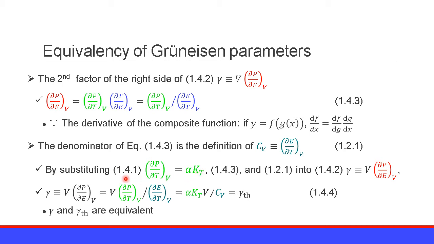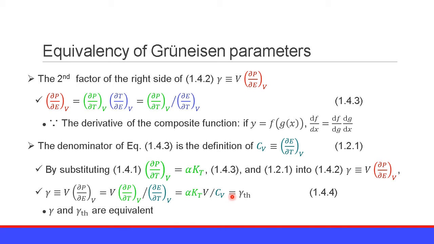Substituting equations 1.4.1, 1.4.3 and 1.2.1 into 1.4.2, we have the thermodynamic Grüneisen parameter gamma equal to the volume V times the partial derivative of pressure with respect to the internal energy E at constant volume V, which is equal to volume times alpha K_T divided by the isochoric heat capacity C_V.